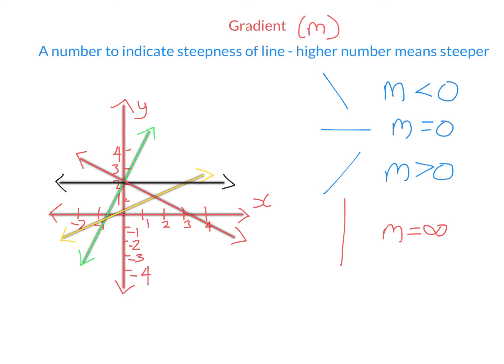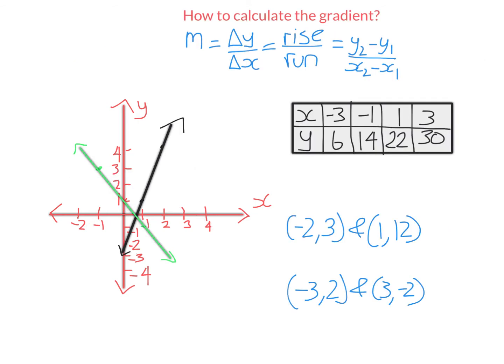Let's look at how we actually calculate the gradient. There are actually a number of ways to calculate m, which is the gradient. This means the change in y over the change in x, how much y changes divided by how much x changes, rise over run, how far you go up or down, divided by how far you go right, and then this formula here. You can use either of them. What I'm going to do is calculate the gradient of the green line, black line, the gradient of the relationship in this table, and the gradient of the line passing through these 2 points. So let's start with this diagram here.